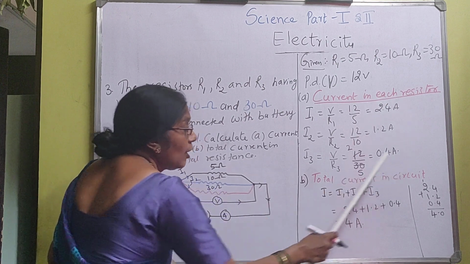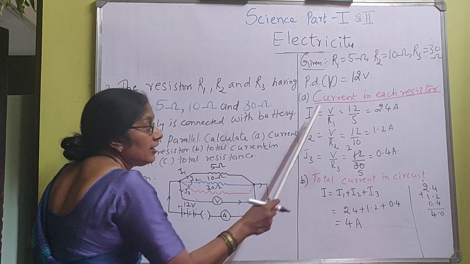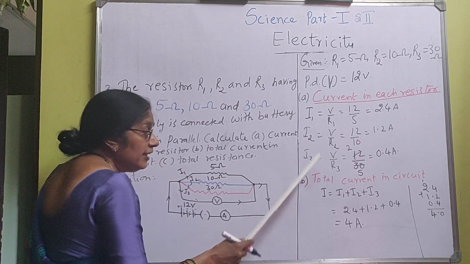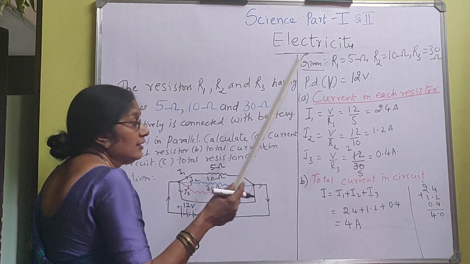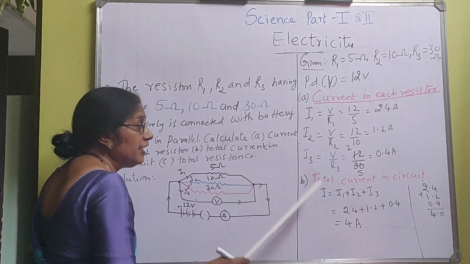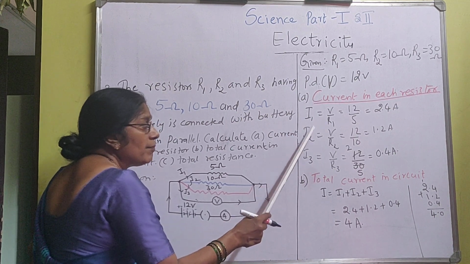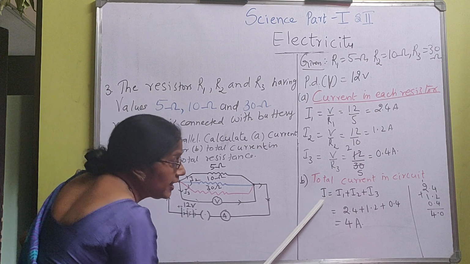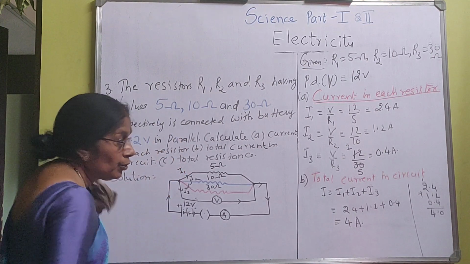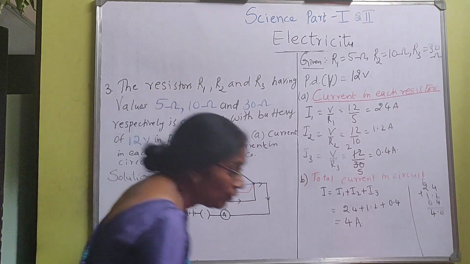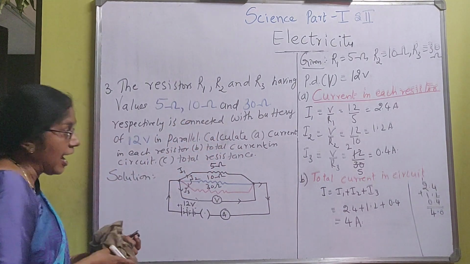So you can see that when the resistors are connected in parallel, the current is different and the potential difference is the same. Next, we have to find out the total current. The total current is the sum of the currents flowing in R1, R2 and R3, that is I1 plus I2 plus I3. So I is equal to 2.4 plus 1.2 plus 0.4. I have shown the addition there, so we get 4 amperes.